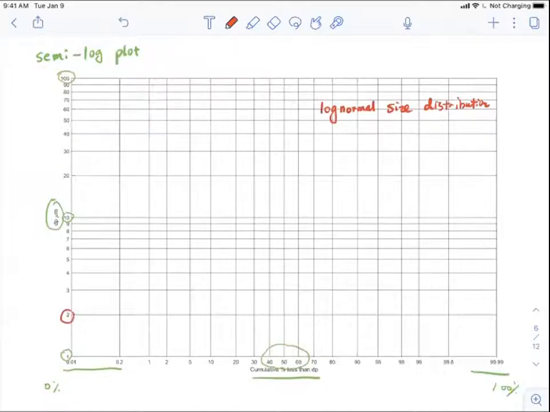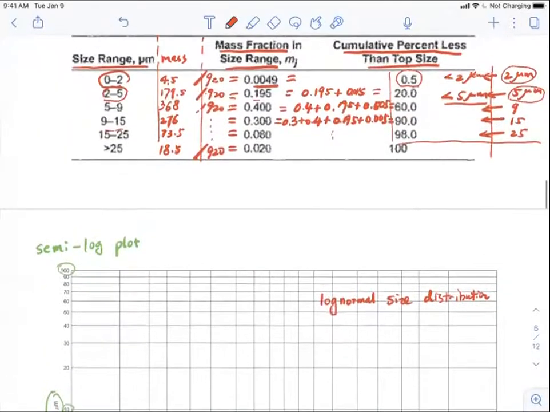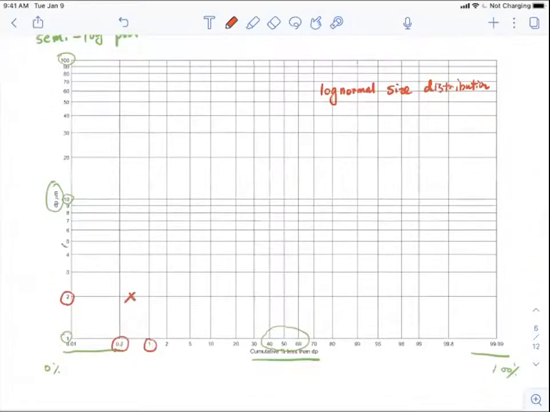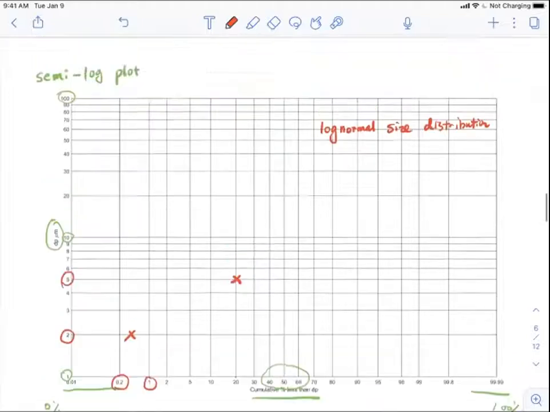This is on the Y scale, right? And then we just need to look for 0.5. So 0.5 is between 0.2 and 1. We can just label it here, okay? And then it's the 5 micron. So 5 micron is corresponding to 20%. So we can first find 5 micron, and then 20% is here. Okay, 5 micron and 20%, right?